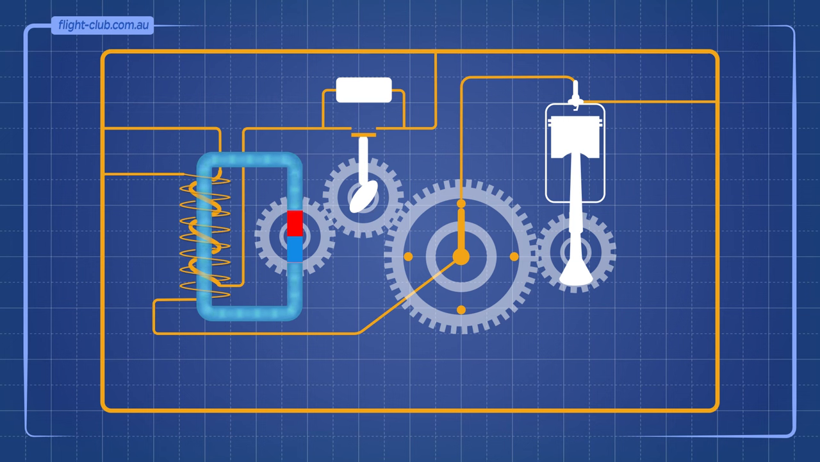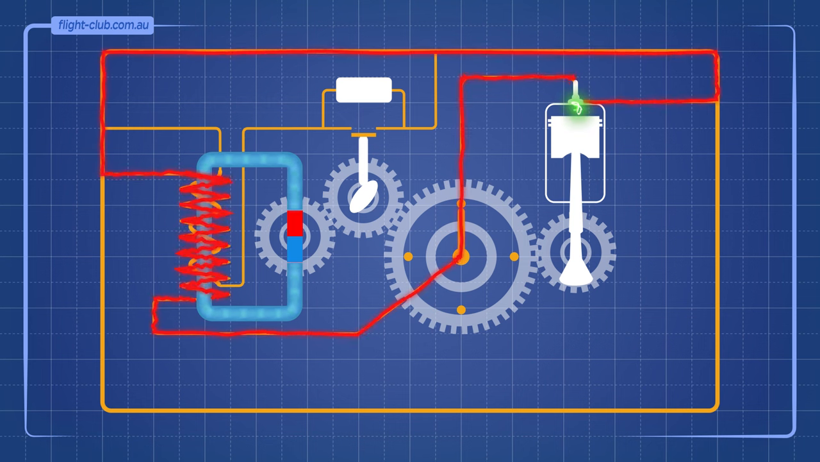This makes the magnetic field in the core collapse very quickly. The collapse of the magnetic field in the core induces a voltage spike in the primary coil. This voltage spike is transformed into the secondary coil. The secondary coil has many more wire coil windings, and because of this, it generates a much higher voltage for the spark plugs to create the spark.